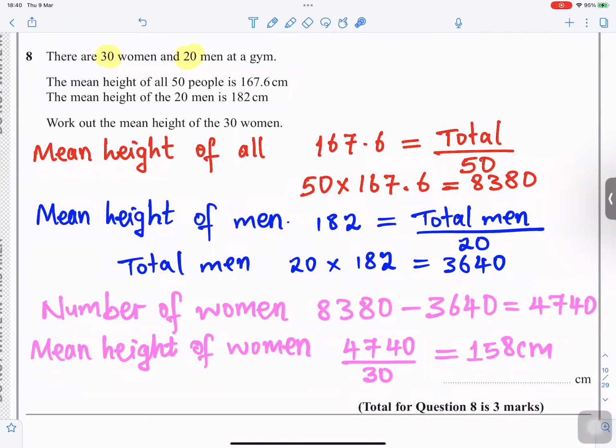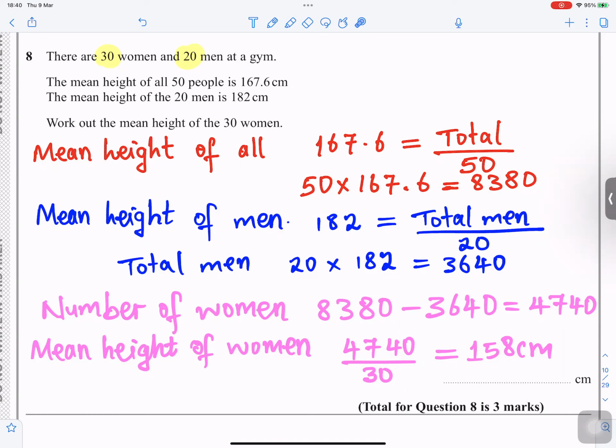Question number 8. There are 30 women and 20 men at the gym. The mean height of all 50 people is 167.6 centimeters. The mean height of the 20 men is 182 centimeters. Work out the mean height of the 30 women.